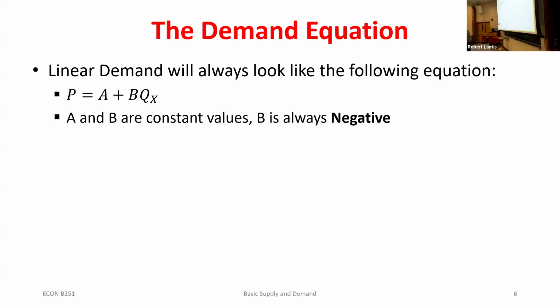Because if I want someone to buy more of this product, I want the quantity demanded to go up. What's going to happen to the price? It's going to have to go down. So I have this negative relationship between the two. So for our demand curve, our slope should always be negative.